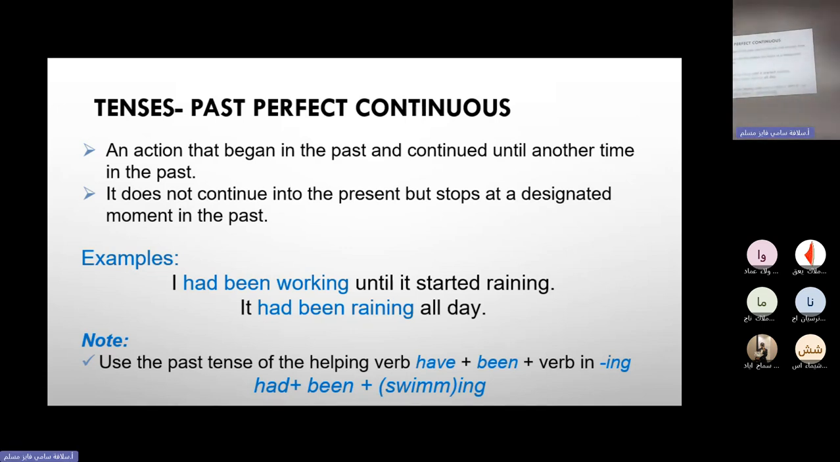It had been raining all day. Say it had, like past. Been, like perfect. Raining, like continuous. Note, use the past tense of the helping verb have, then been, then the verb in ing. Had been swimming. Okay?